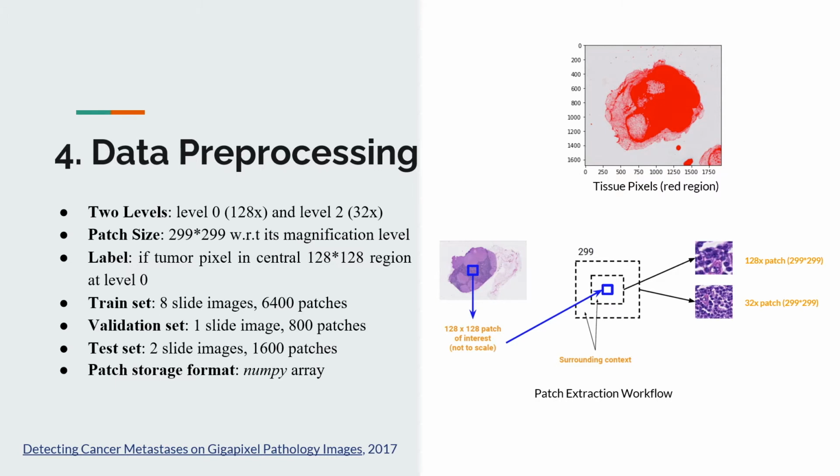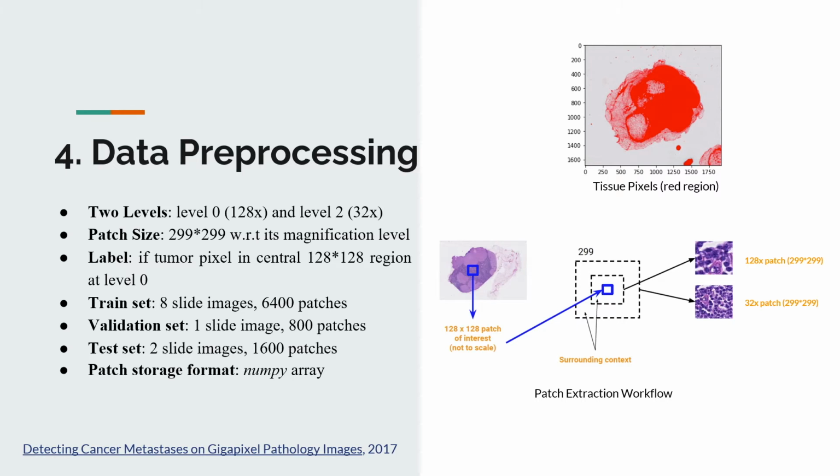Each patch has 299 square image size with respect to its magnification level. I labeled each patch as tumor if the central 128 square region has at least 1 tumor pixel. The 128 square region is according to the larger magnification, which is level 0. For train, validation and test split, I split 8 slide images to train set, 1 slide image to validation set, and 2 slide images to the test set.